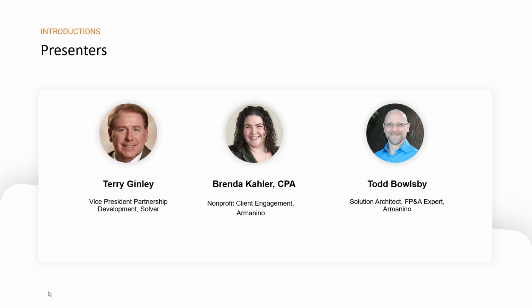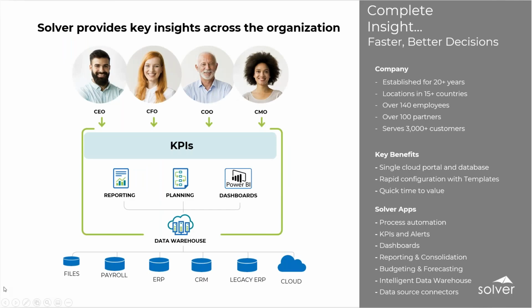I'll jump in one more slide here. We're going to provide just a little bit about Solver on the front end, but then you'll see some information at the end. If you look at the pictures up there and those titles, those are the people that we work with and help empower with data and knowledge. What we do is provide KPIs, or key performance indicators, via reporting, planning, and then dashboards. So really it's visibility across your organization. And that's all in the cloud. That green box there is really all in the cloud, so it can be picked up and used anywhere.